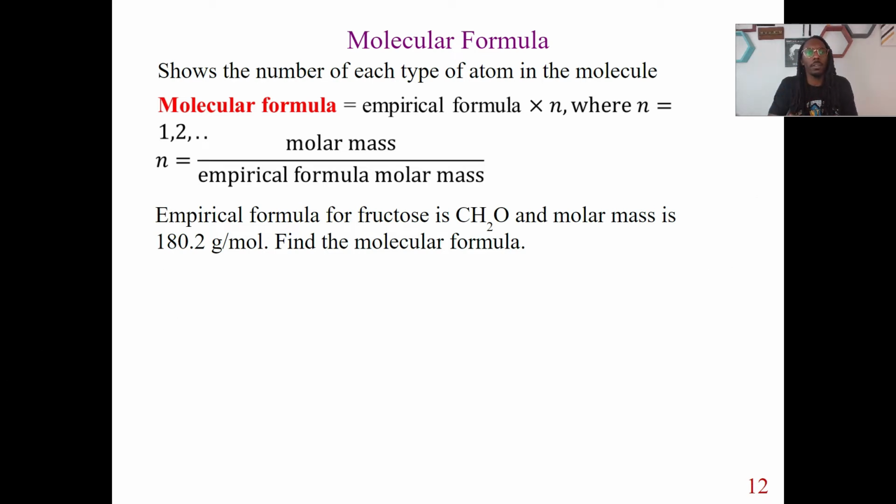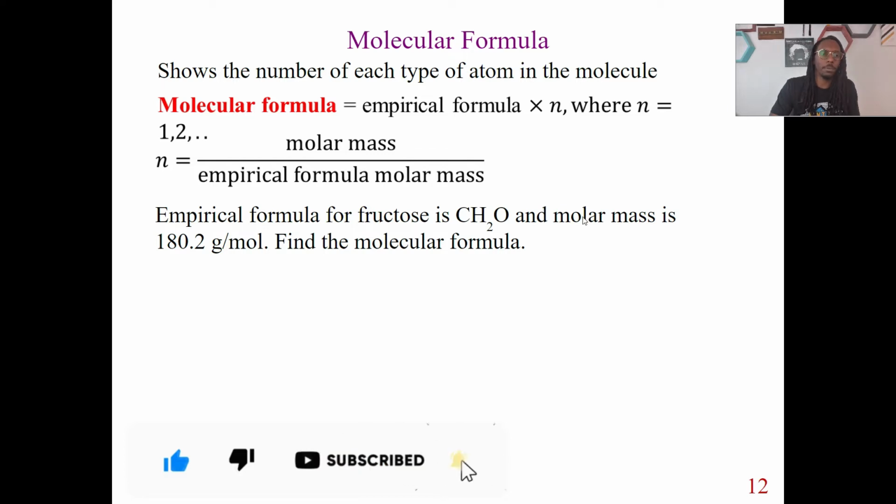In order to find the molecular formula, you're going to need first your empirical formula, and then you're going to multiply it by N, where N is the molar mass divided by the empirical formula molar mass. Okay, so this is how we're going to be finding our N today. Once we have our N, you just multiply that by the empirical formula.